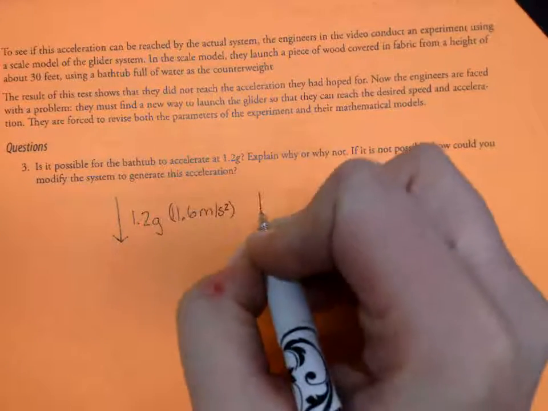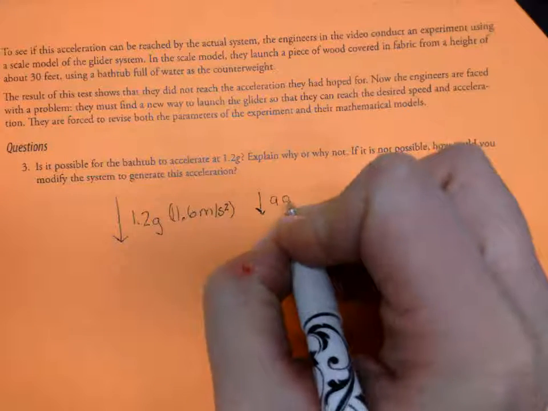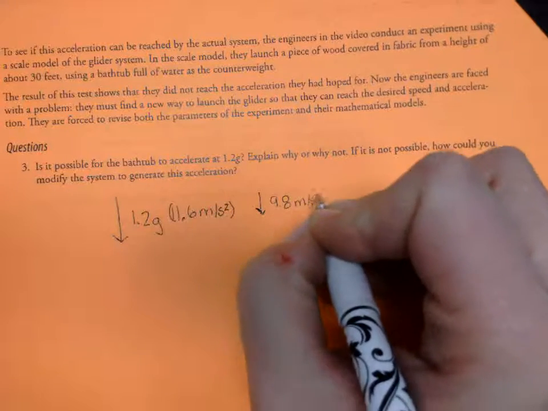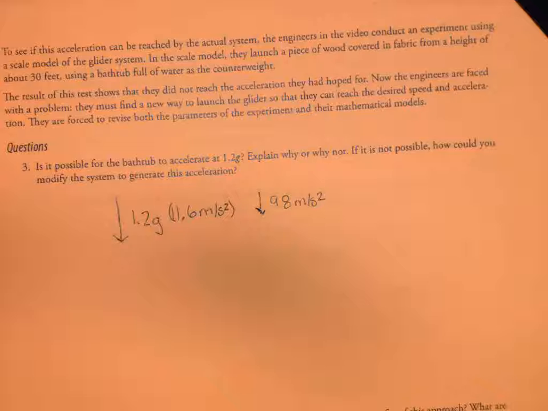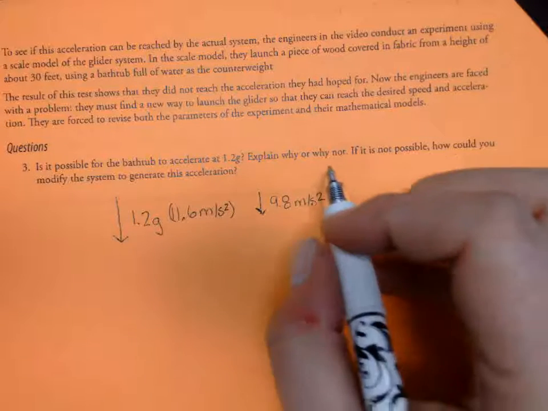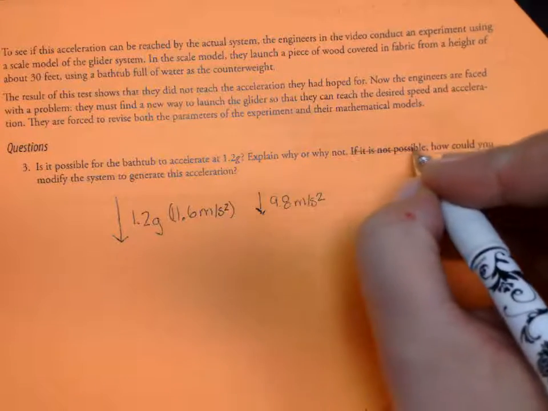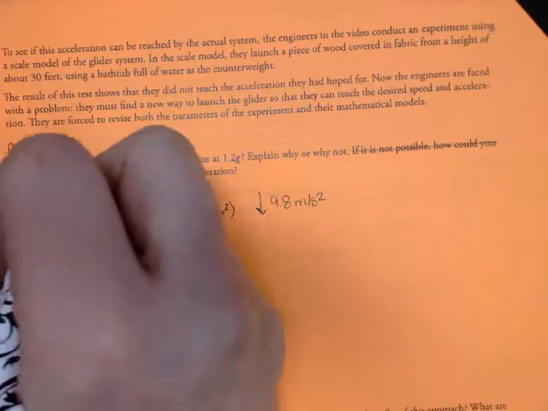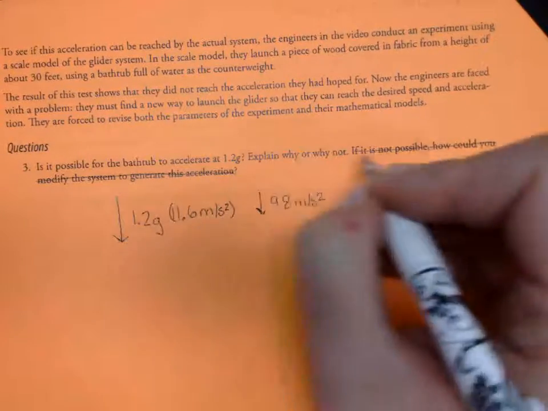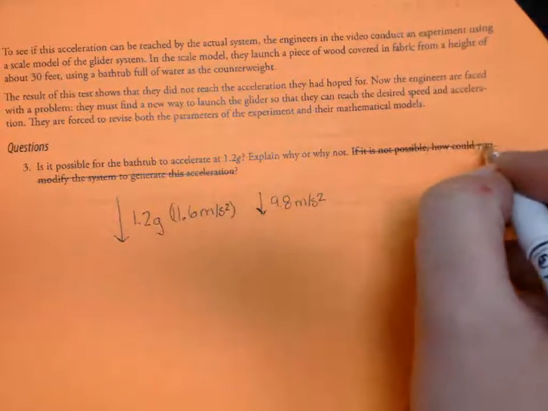Gravity pulls everything down at 9.8 meters per second squared. So can something free fall faster than gravity? So explain why or why not. Can something fall faster than gravity? Why or why not? Ignore the second part to this question. Do not answer the second part.